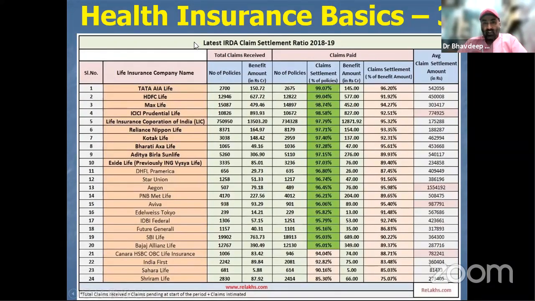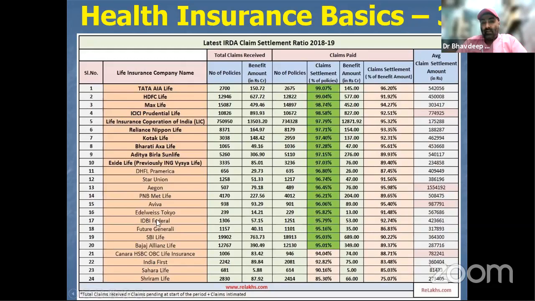You can freeze the video at this chart. Yes, ING Vysya is now known as Exide Life. Another company I mentioned, Religare, is now known as Care Health Insurance. So all those things are now changing.